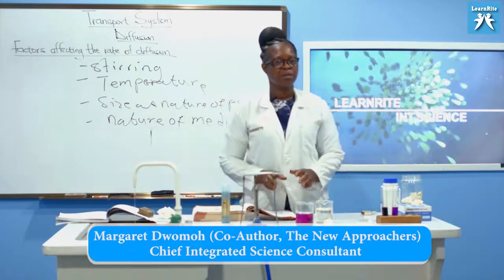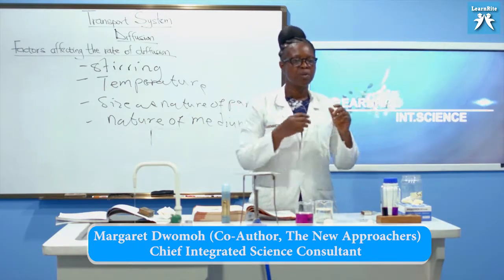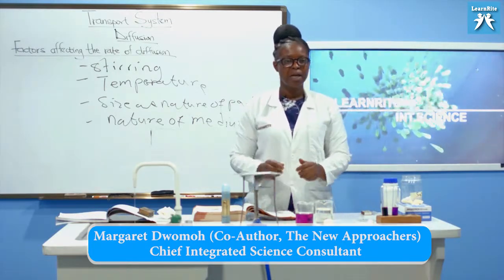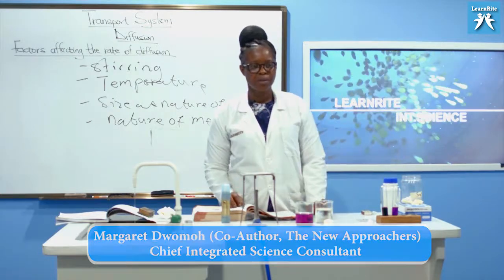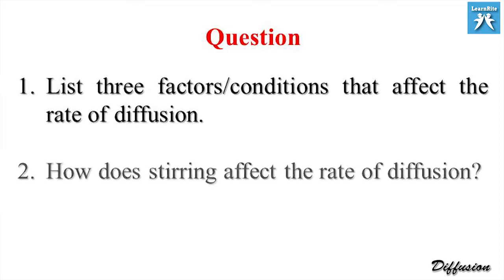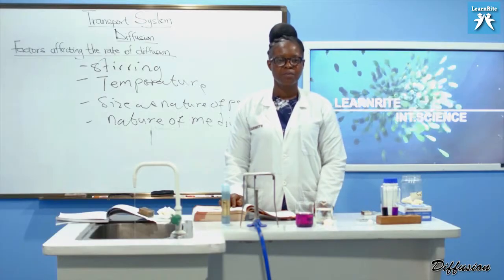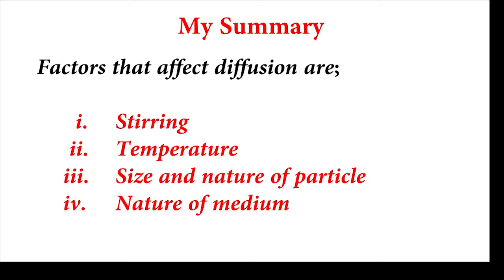Today, we talked about factors that affect the rate of diffusion: stirring, temperature, the size and nature, and the like. Now, take the following questions. Question number one: list three factors, conditions, that affect the rate of diffusion. Number two: how does stirring affect the rate of diffusion? Try your hands on these two questions, and in our next meeting, we discuss them. Thanks.